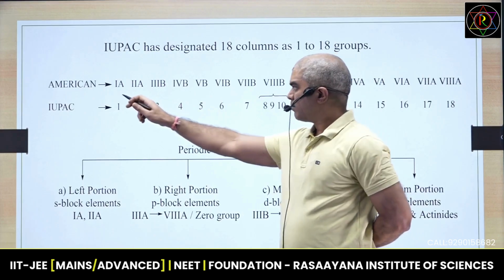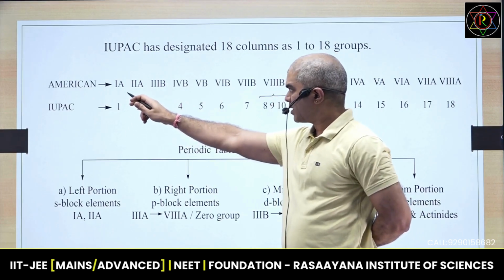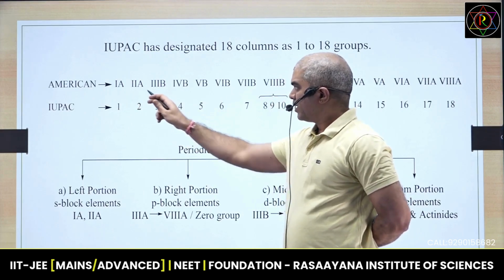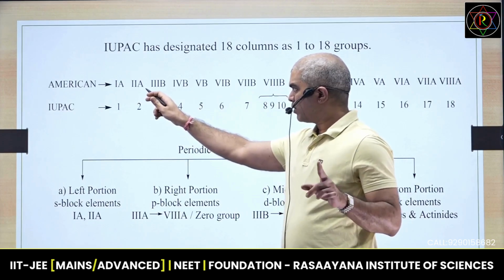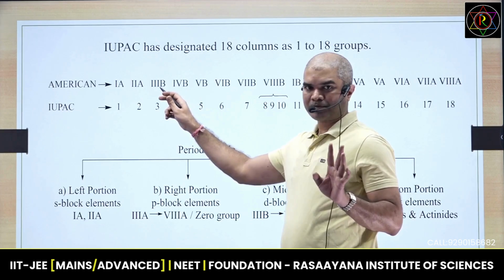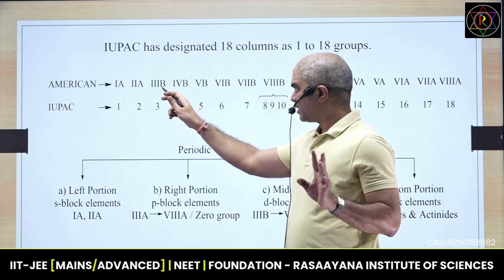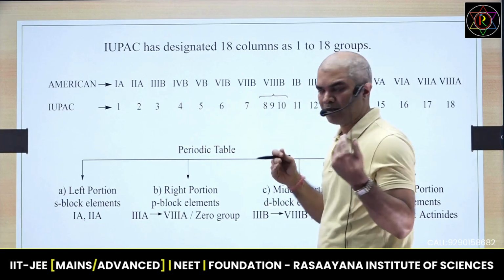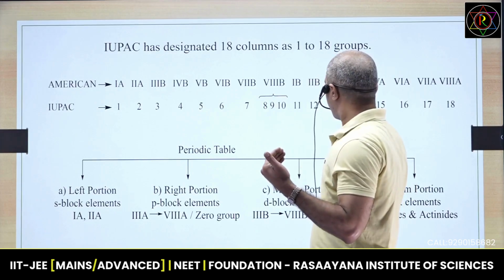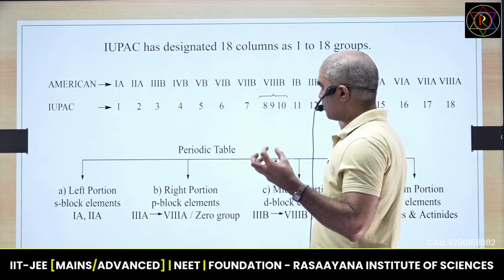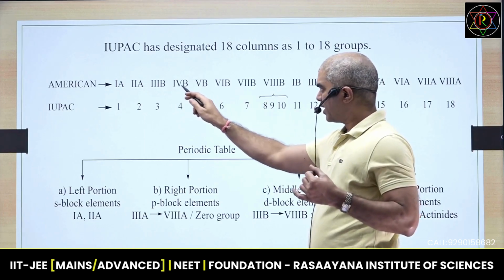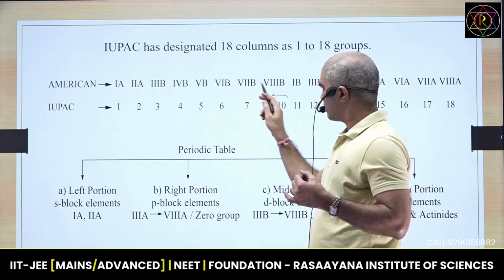So here I have given American and IUPAC nomenclature. For example, 1A, 2A, 3B. You just remember 1A, 2A. After 2A, you are getting 3B. Directly you are not getting 3A. 3A will be like P block elements in the periodic table. So 3A is starting here, with boron. This will be like scandium, titanium, vanadium, chromium, manganese.